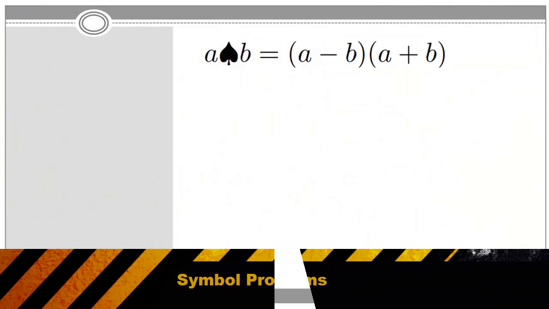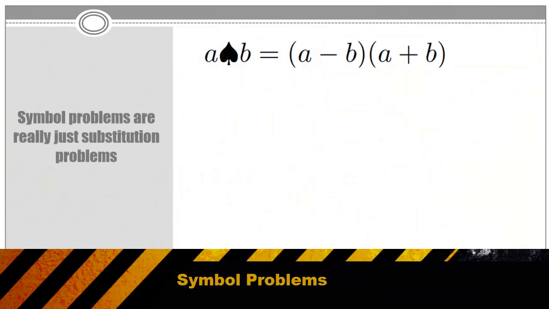Function problems and symbol problems are two categories of questions that on the surface can look very intimidating. However, they're really nothing more than simple algebraic substitution. In a symbol problem, the question introduces an unusual character or a previous math symbol but gives it a new definition. So in this case, they have the spade symbol and they tell you what the spade symbol means.